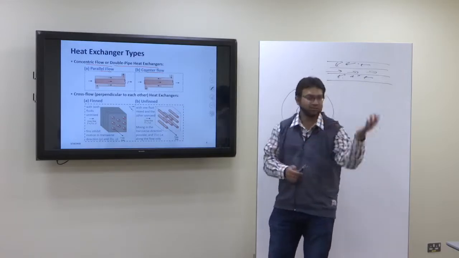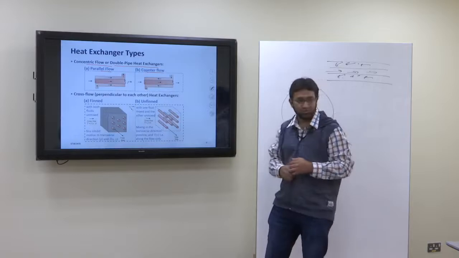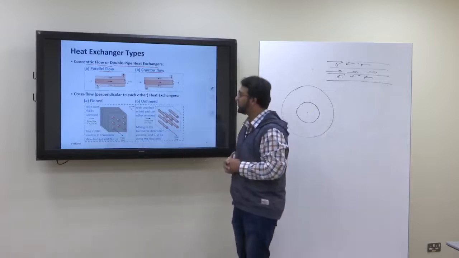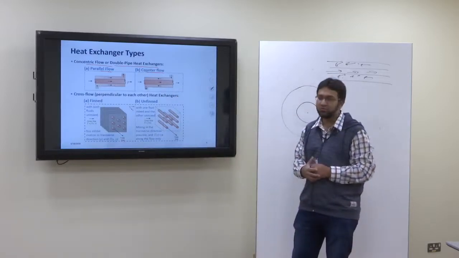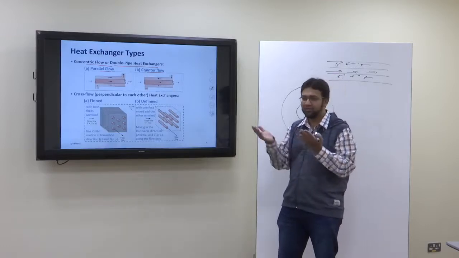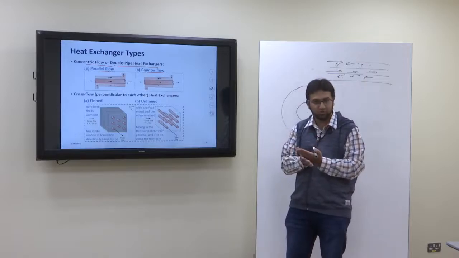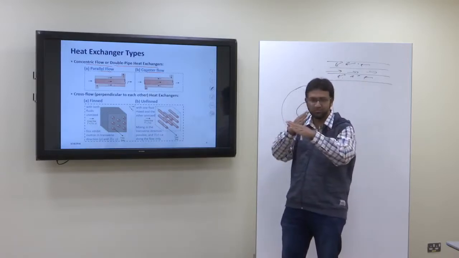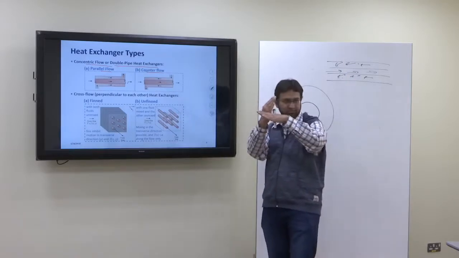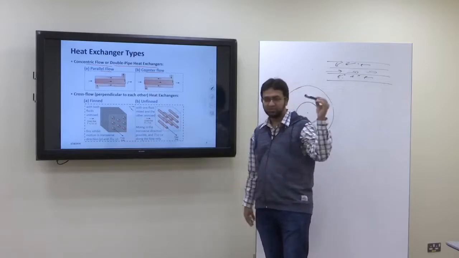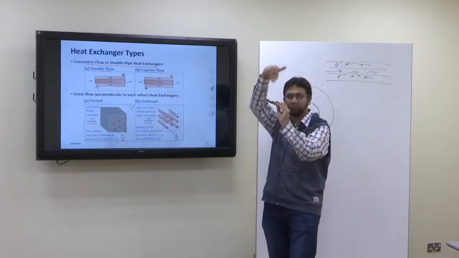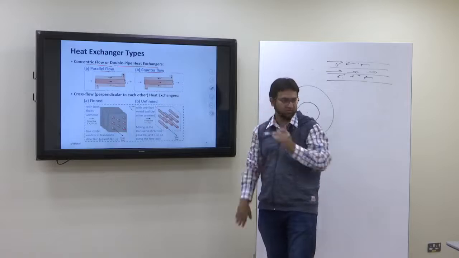Let's move towards the other type of heat exchanger. One other type of heat exchanger is the cross flow heat exchanger. As the name implies, the flows are neither parallel nor counter, they are cross, meaning perpendicular to each other. So one flow is in this direction, the other flow is perpendicular to this direction. If my flow is through this tube, this is cross flow. Any flow in the perpendicular direction is a cross flow.